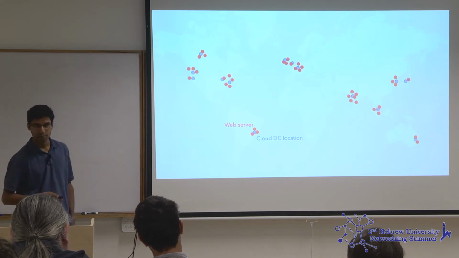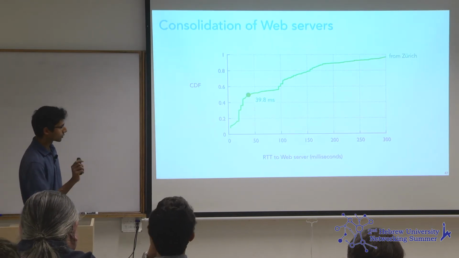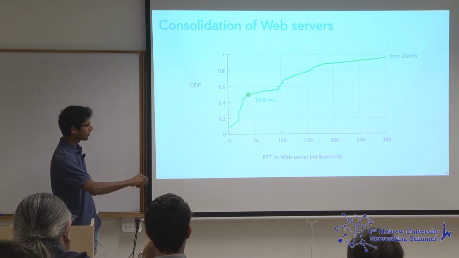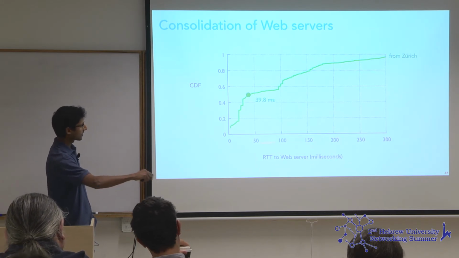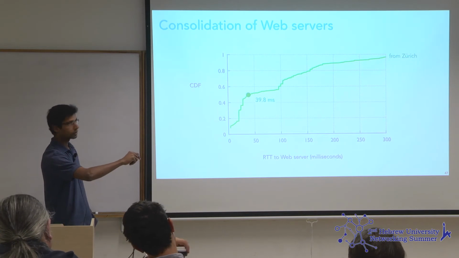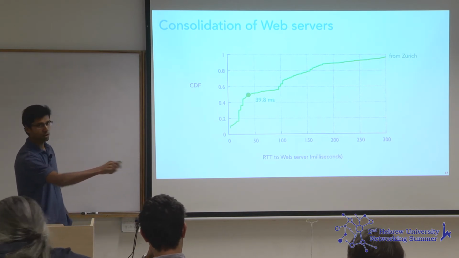Actually, we've measured this, we've quantified this. This is what the picture looks like, and we'll get to it shortly. These are RTTs to web servers in milliseconds along the x-axis, and this is the CDF across 100,000 popular Alexa websites. This is what it looks like from Zurich with just one node.